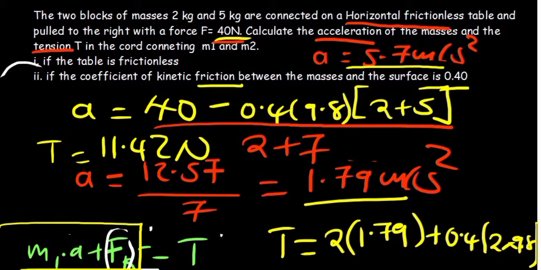Okay, so what's the question that we've answered in this case? If you look at the tension that we found in comparison to the first one, remember the first one, what did we say about the tension? We said the tension was equivalent to M1 multiplied by the A, which was 5.7 multiplied by the mass, which was 2. So it's basically the same. The tension does not change.